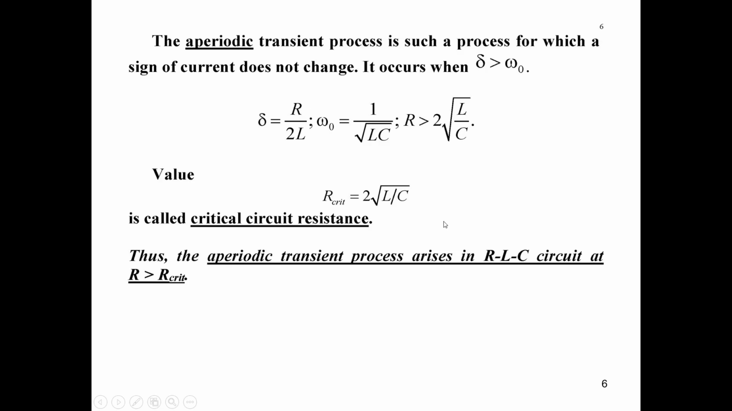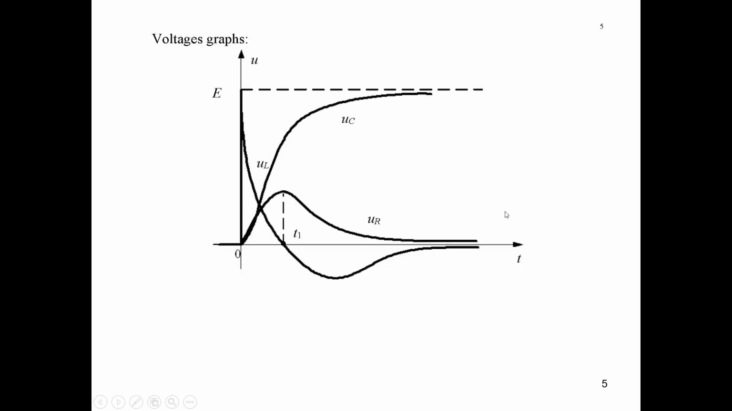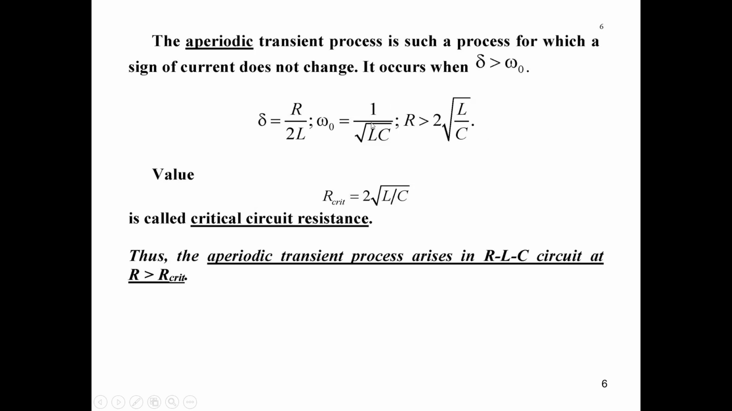So we have considered this case, and this case is called aperiodic. Aperiodic transient processes are such processes when current does not change sign. You see, current does not change sign. It is all the time either positive or negative. And such aperiodic transient processes occur when delta is greater than omega 0.